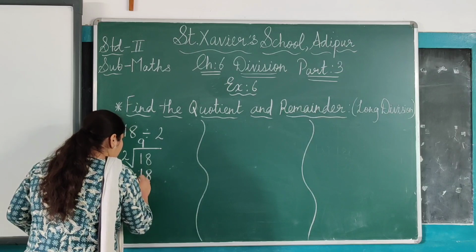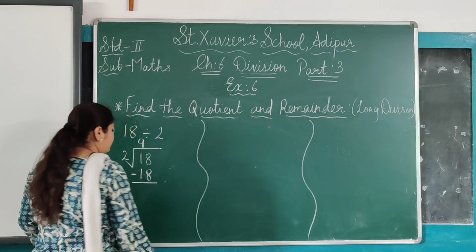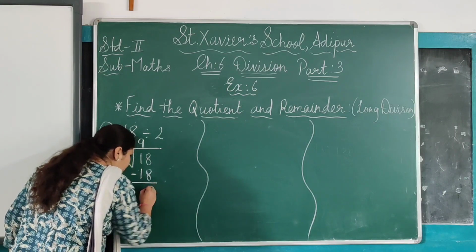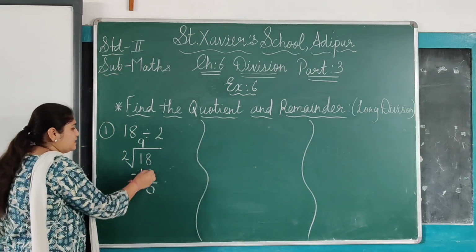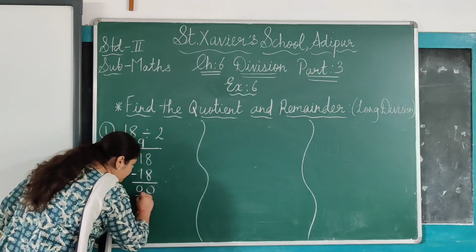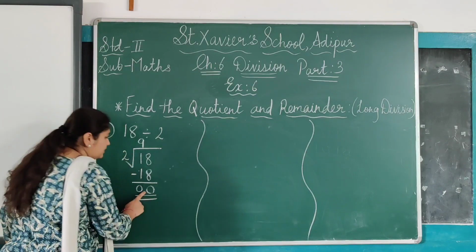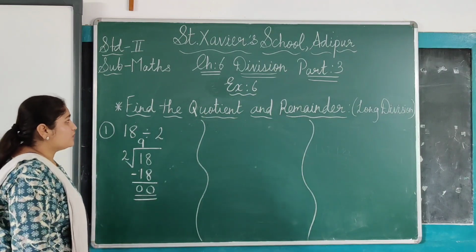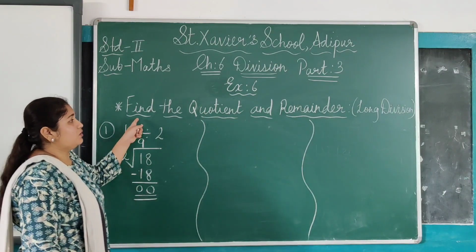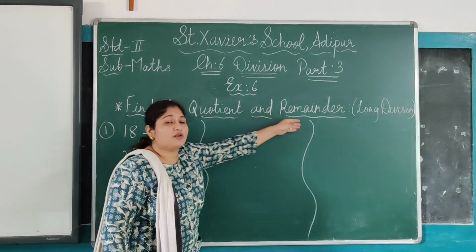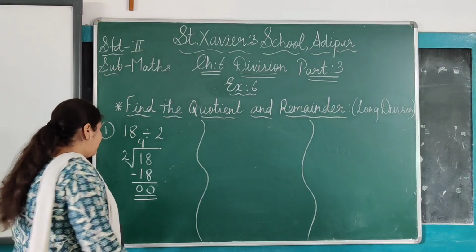ये हम क्या करेंगे? Subtract करेंगे, right? So 8 minus 8 is 0. This 8 minus 8 is 0 and this 1 minus 1 is also 0. See students, here the remainder is 0. So here what we have to write down? We have to find out, and with that we have to write down quotient and remainder.